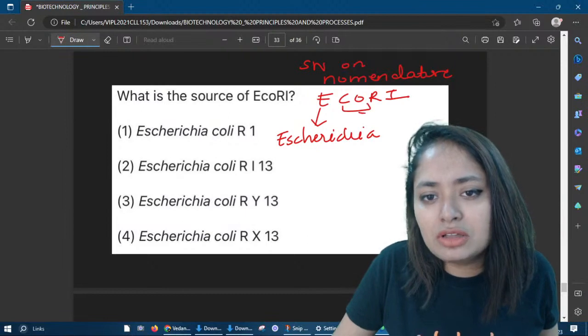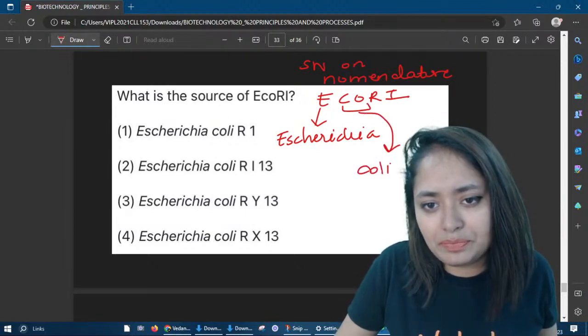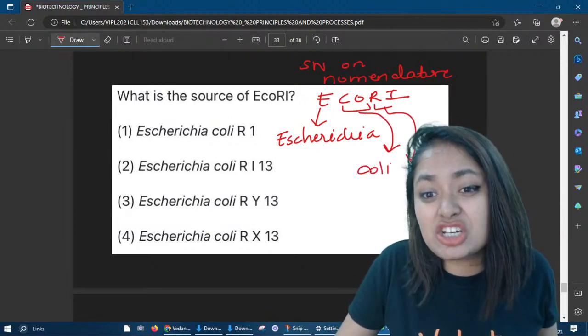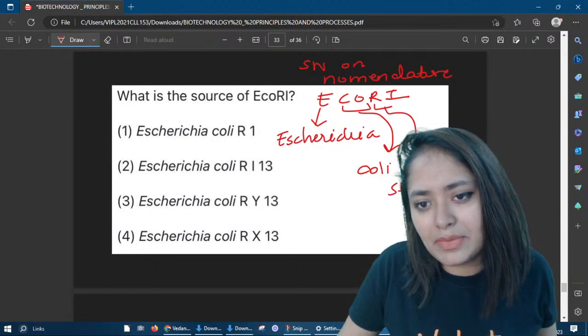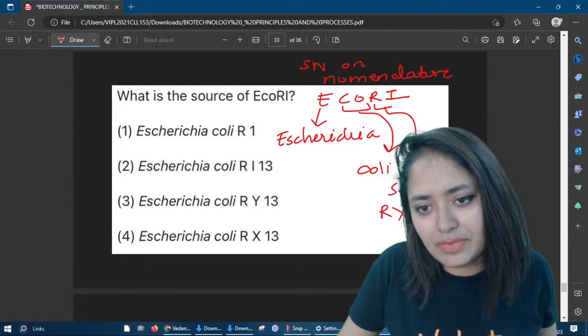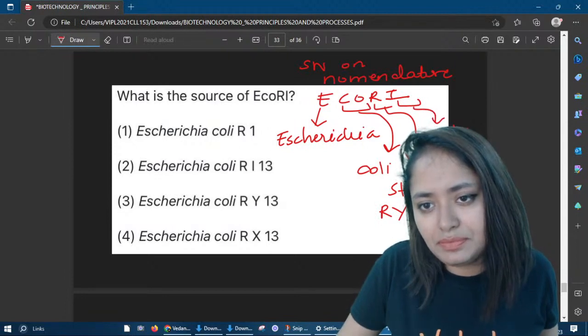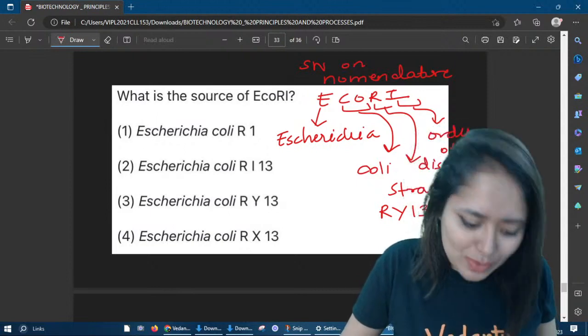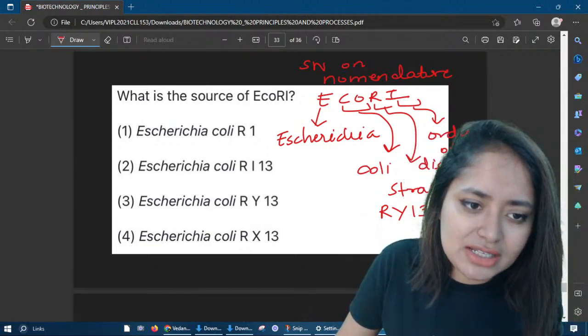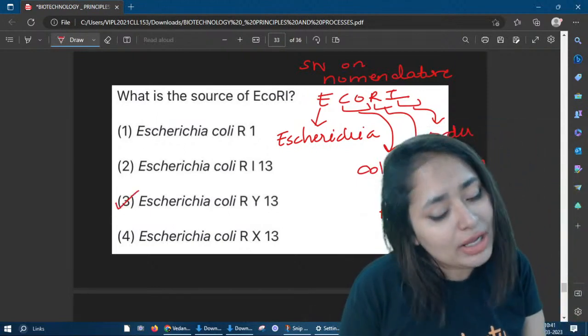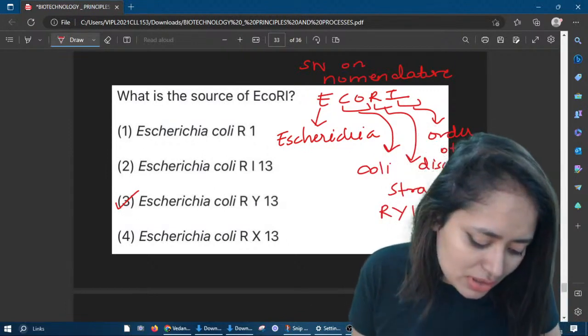O stands for the species name, coli. R stands for the strain name, RY13. And 1 stands for order of discovery. Correct? Write it down. Answer for this question, as everybody has correctly given the answer, is 3, Escherichia coli, RY13. Perfect. Let's go to the next question, people.